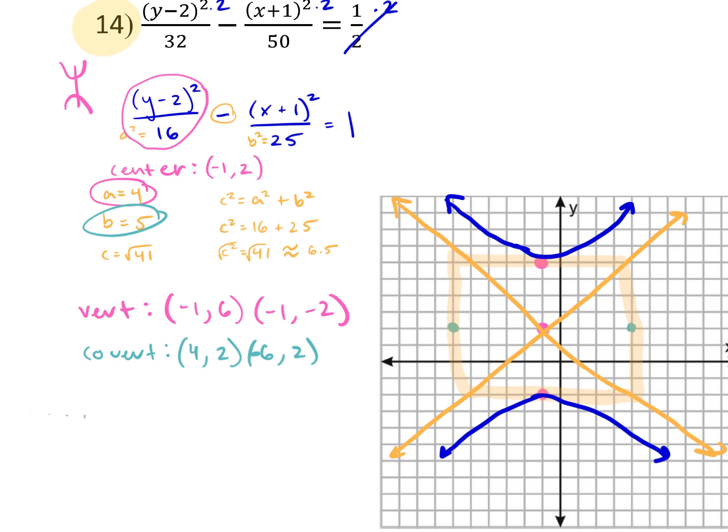We can put our foci on our graph too. So C is the distance from the center to the foci. So we said C was about 6.5-ish. So I'm going to go from the center up and down 6.5.